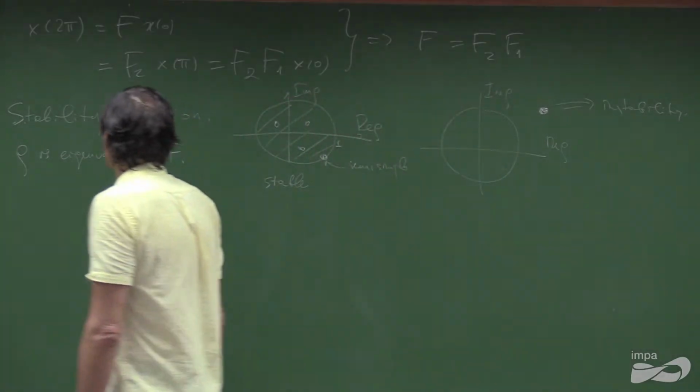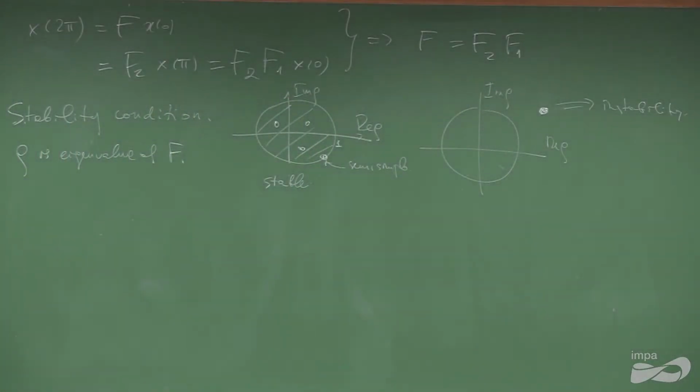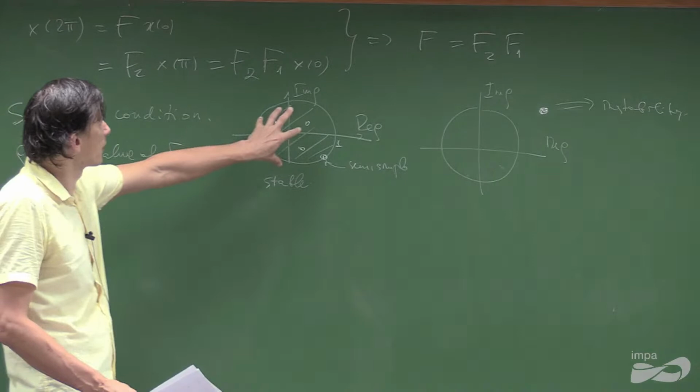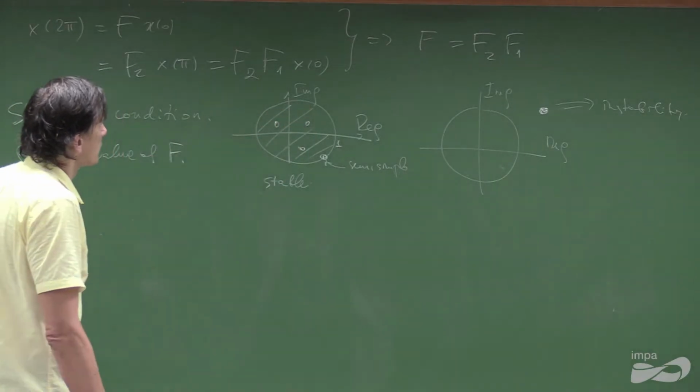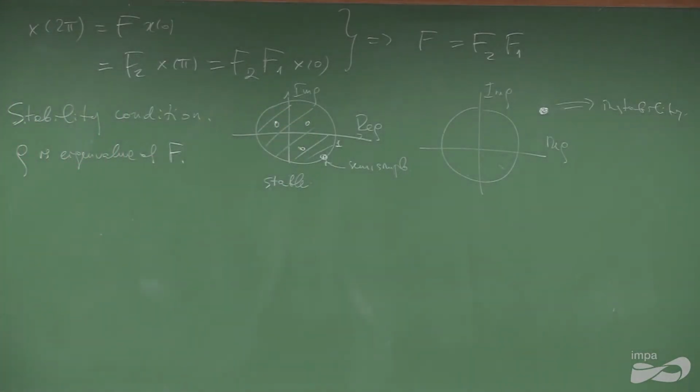So this is the stability condition for the linear system. And there was also the asymptotically stable case where all the eigenvalues should be strictly inside the unit circle. So this is a program. This is what we have to do. And we will do it.